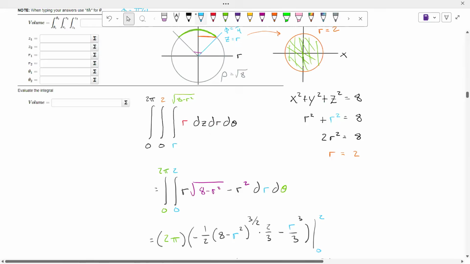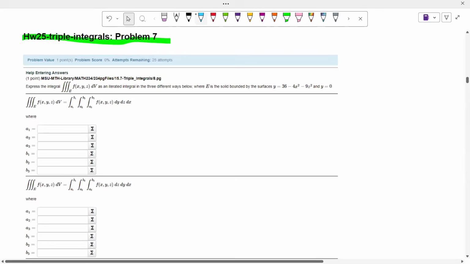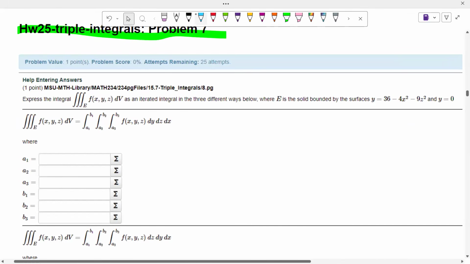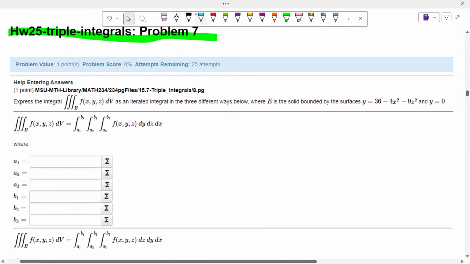All right, then the other one that I wanted to talk about right now, I think I only missed this one: rearranging a triple integral to have a different order for our bounds. So let's get to it.